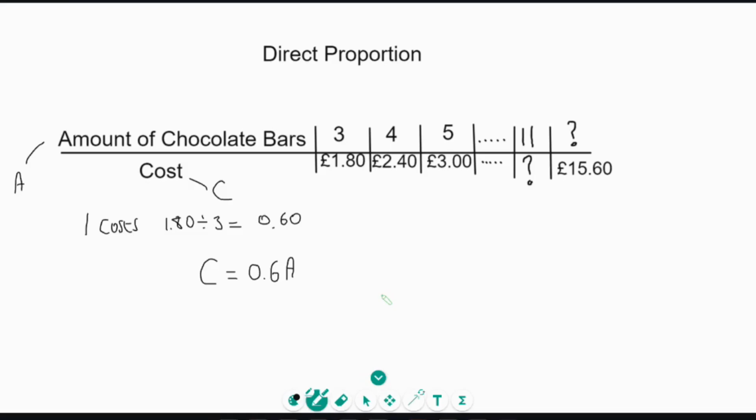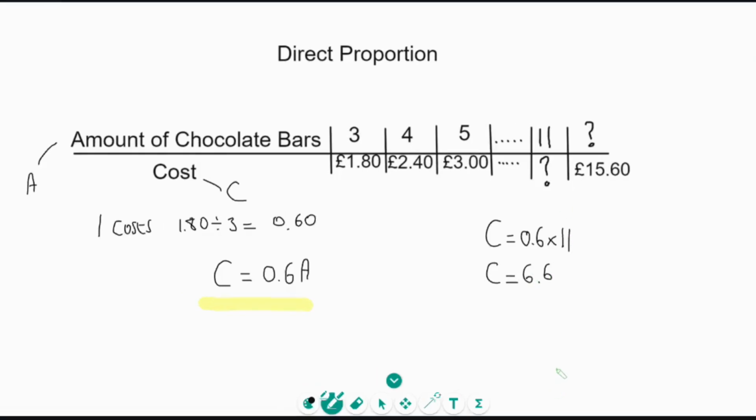4 chocolate bars. Okay, see if you can use this formula to work out the cost of 11 chocolate bars. So A here is 11. So the cost would be £6.60. Okay, so how do we work out the amount of chocolate bars when we know the cost is £15.60? We can use this formula again.